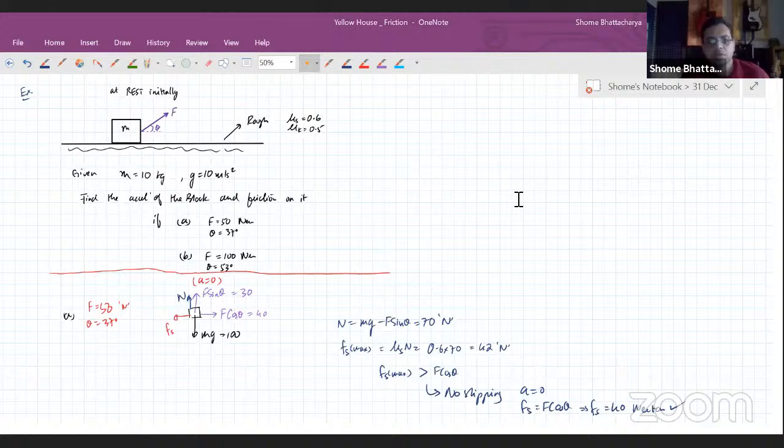No, sorry, Kanishk, your answer is correct. B part, Anmol, you have to check your answer. Kanishk, your answer is correct. The acceleration will be 5 meters per second square. Anmol, you have to check your answer for the second part.